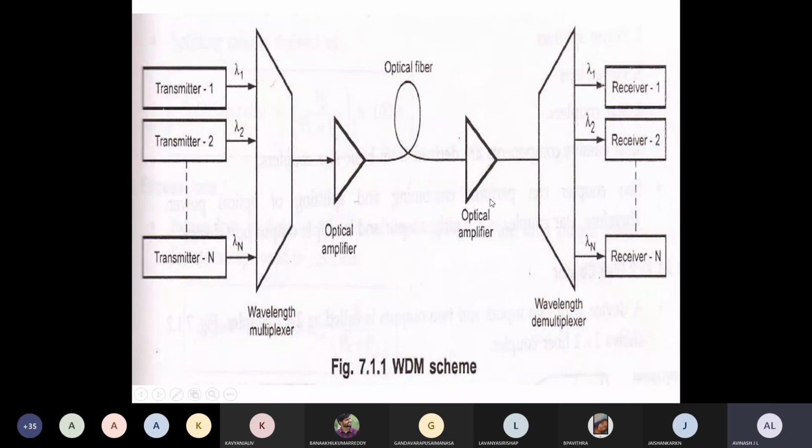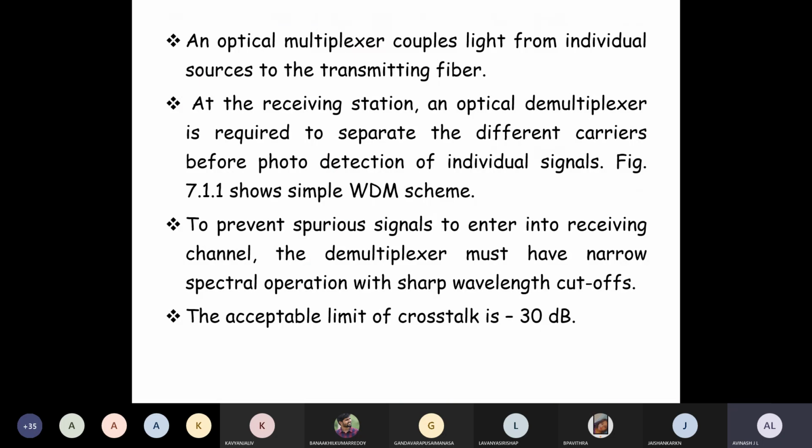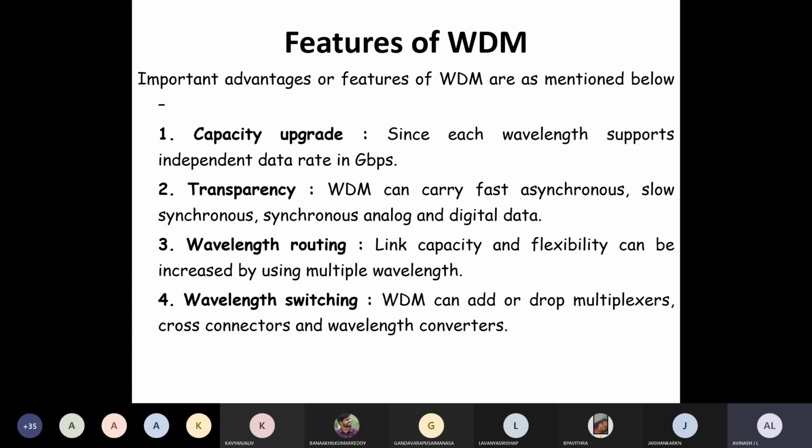And later we understood the important concepts related to the WDM scheme. After that we understood the features of WDM. Here the important advantages or features of WDM are capacity upgrade, transparency, wavelength routing and wavelength switching. All these 4 parameters are the features of the WDM. These features are the advantages also.